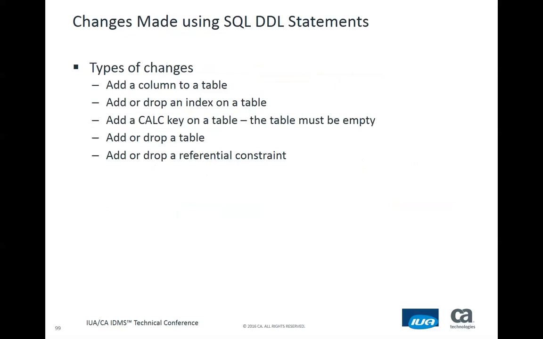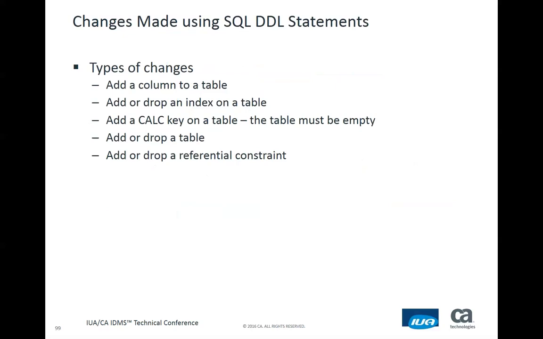You might add a column to a table. You might add or drop an index on a given table. You can change a table from a non-calc record to a calc record. However, to do that, the table must be empty. So that is something that we're going to see may require some additional processing during the actual implementation to get that to occur. You can add or drop a table or add or drop referential constraints.